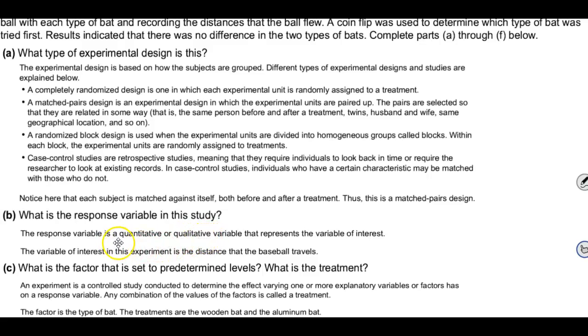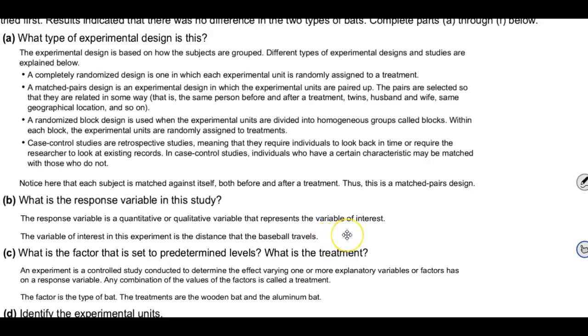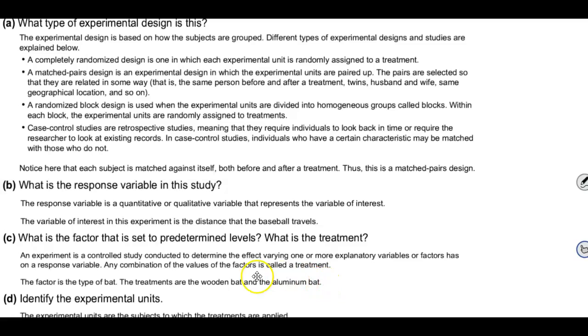Well, the response variable is a quantitative or qualitative variable that represents the variable of interest. The variable of interest in this experiment is the distance that the baseball travels. What is the factor that is set to predetermined levels, and what is the treatment?